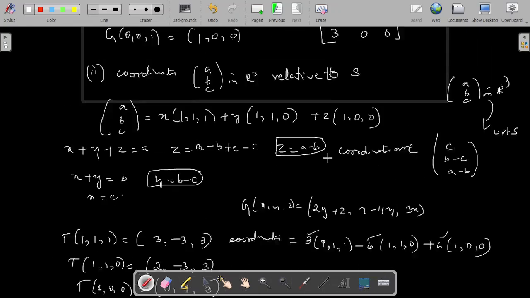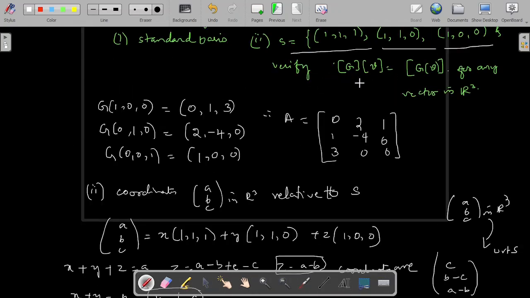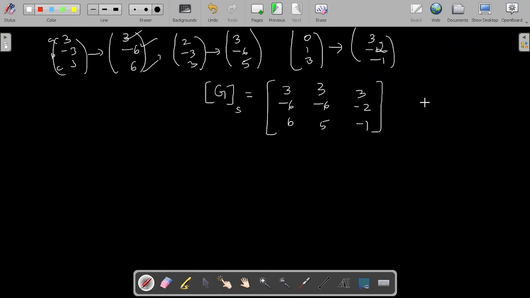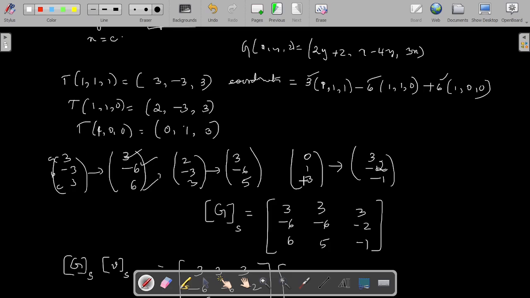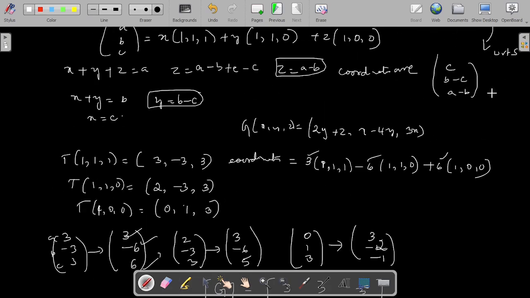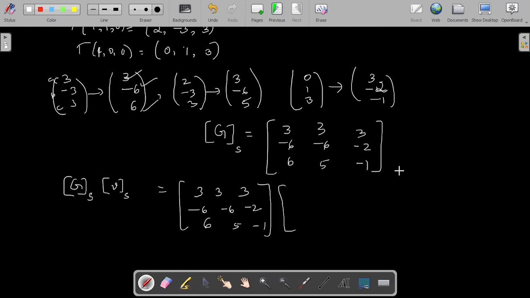And one more thing is given here. You have to verify the transformation relation. So you know what that means: the matrix with respect to the basis, times the coordinate vector of any vector v with respect to S. Find this: 3, 3, 3, minus 6, minus 6, minus 2, 6, 5, minus 1, multiplied by the coordinate vector of any vector with respect to S, which we got as c, b minus c, a minus b.